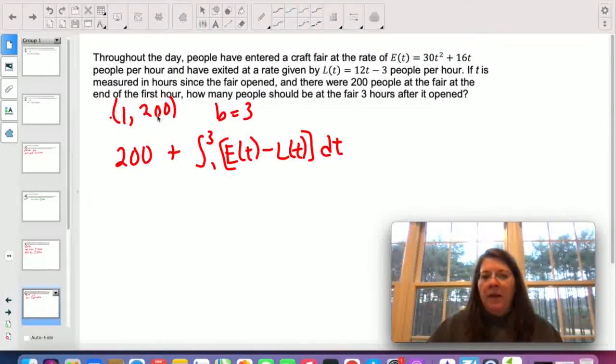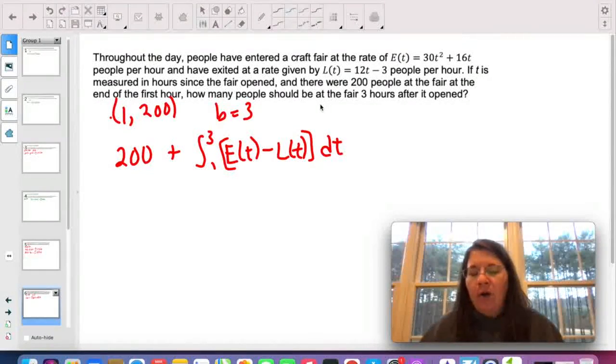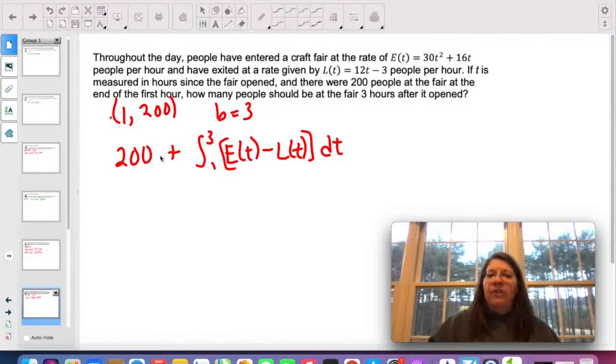So that's an ordered pair. At hour 1, we have 200 people. So that's our starting point. That's what we had at one end of where they're talking about with this problem. Now, they don't ask us to find how many people were there from the beginning, or hour 0 to 3. All they ask for is how many are there at hour 3.